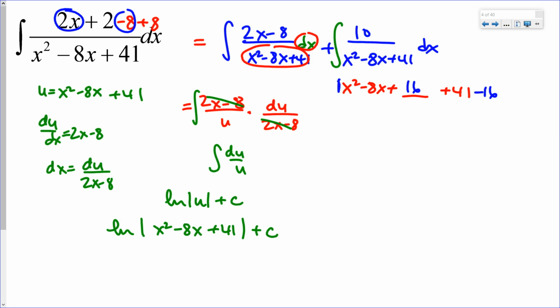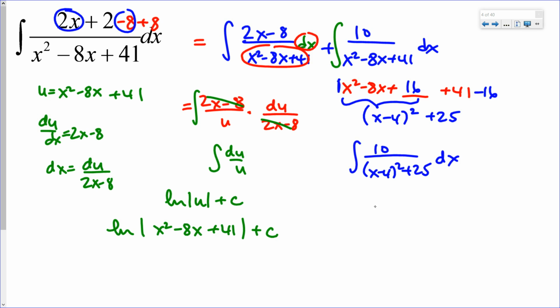When I complete the square, the whole purpose is so that I can actually get a perfect square here, and I absolutely do. So I can rewrite this problem as 10 over the quantity x minus 4 squared plus 25 dx. And this problem might be an arctan problem. If it is an arctan problem, it's got to be a u squared here plus an a squared here, and it looks like it might work. So let me go ahead and write what I think u squared is.